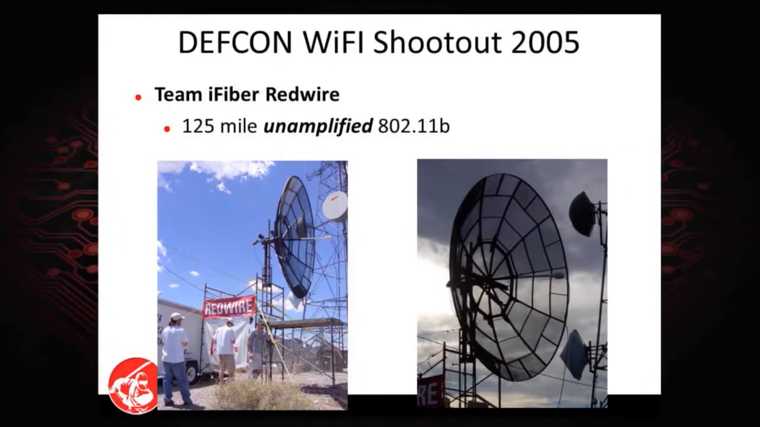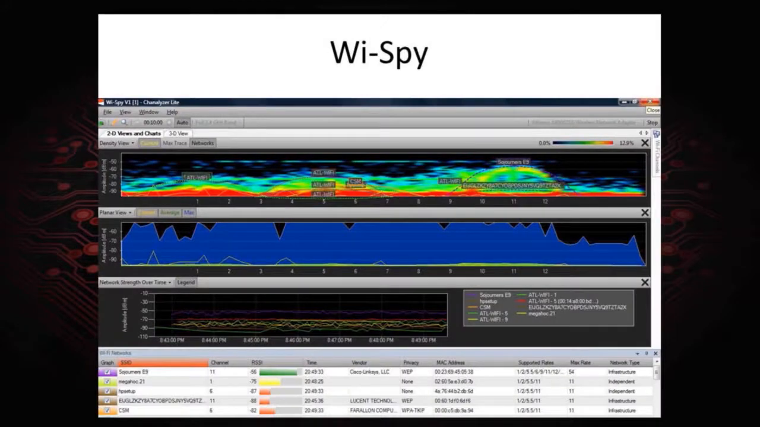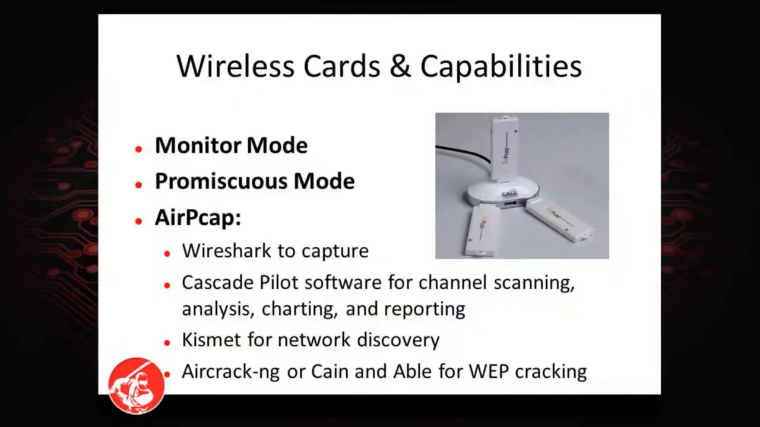Here's an example from the DEF CON Wi-Fi shootout where they reached a 125-mile signal on the 802.11. So as you see that, they had a pretty big antenna, as you see there. He with the biggest antenna wins. That's how wireless works. Wi-Spy is an actual spectrum analyzer that can show you actually what's happening in your environment, show you different types of signals. And it's from MetaGeek. You go to MetaGeek or look up Wi-Spy Channelizer, and you can get this, and it's a free tool.